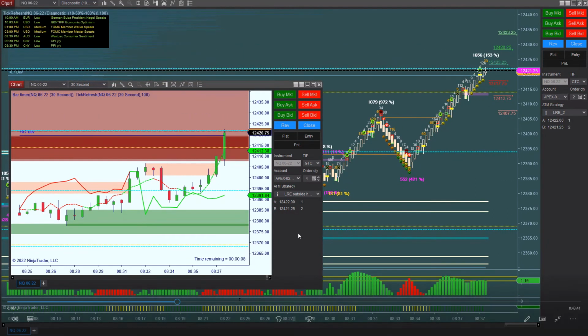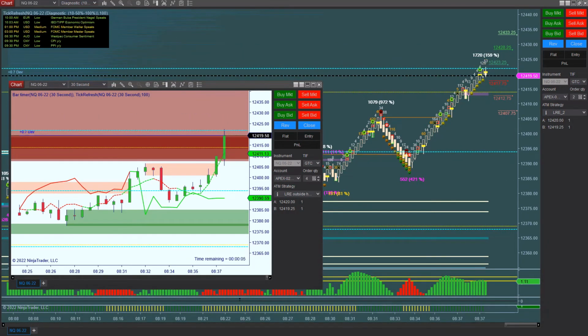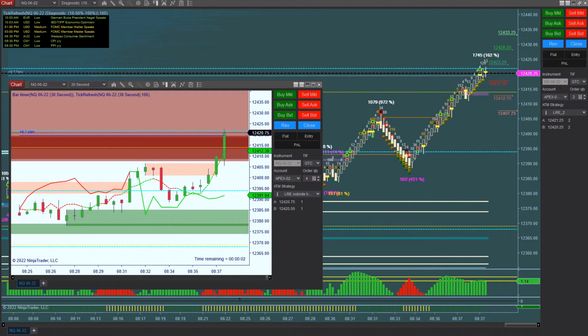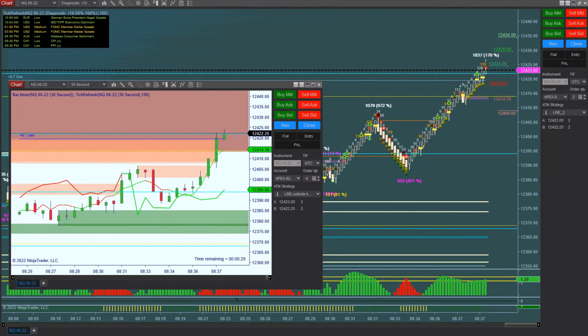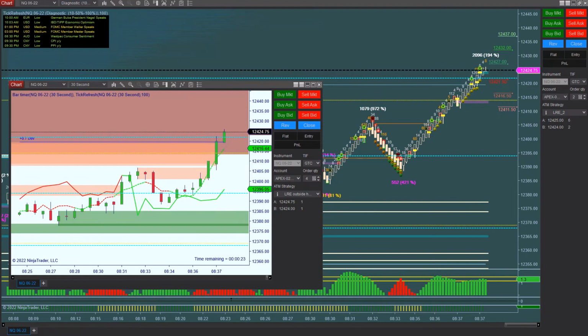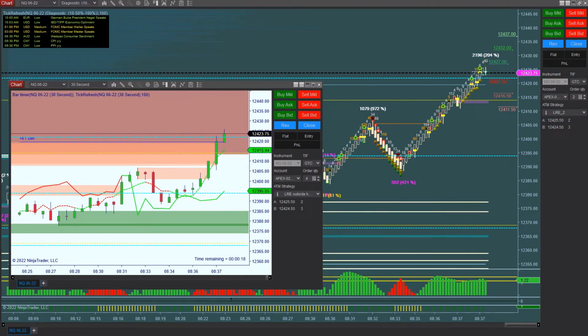There it goes. It breaks it. Hasn't quite fully broken it yet, but it breaks it. I like a full bar or two to close above it to consider it a nice clean break. And there we go. Now it's breaking. Now it's running. Now there's a simplicity long.